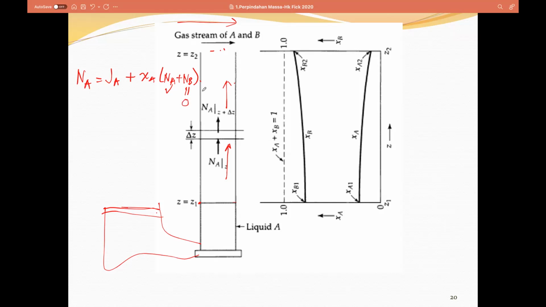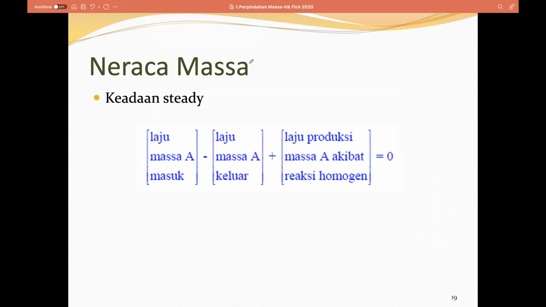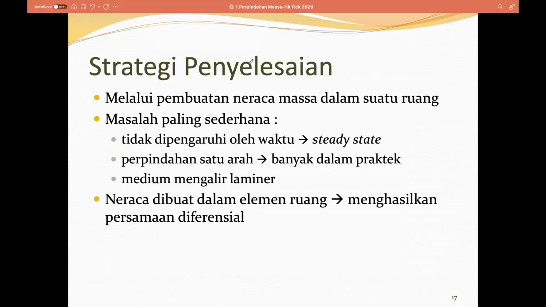Once you know that, you can calculate this one, NA equals JA plus xA (NA plus NB), and then find the boundary condition, and then you can solve the problem. Later on we continue on Friday. One more, okay, later on here there is a similar strategy again: always using a mass balance in the volume element, like that.